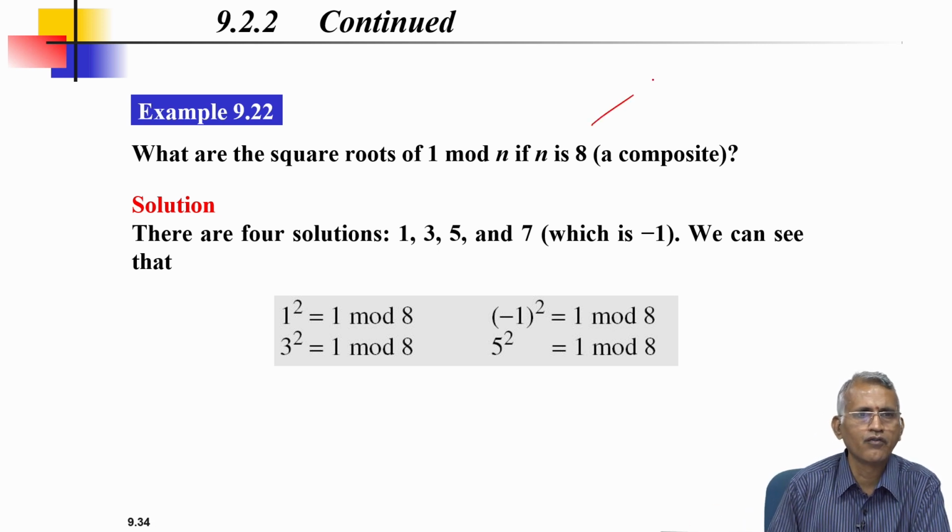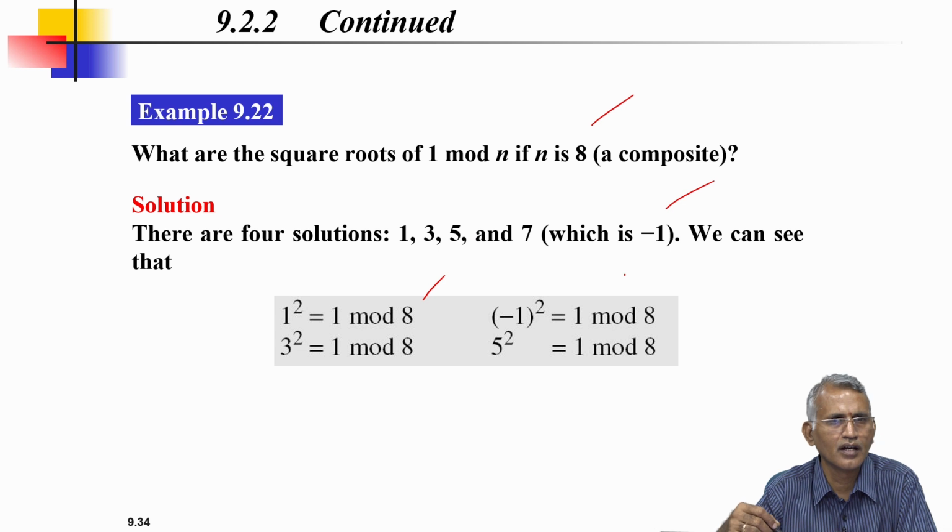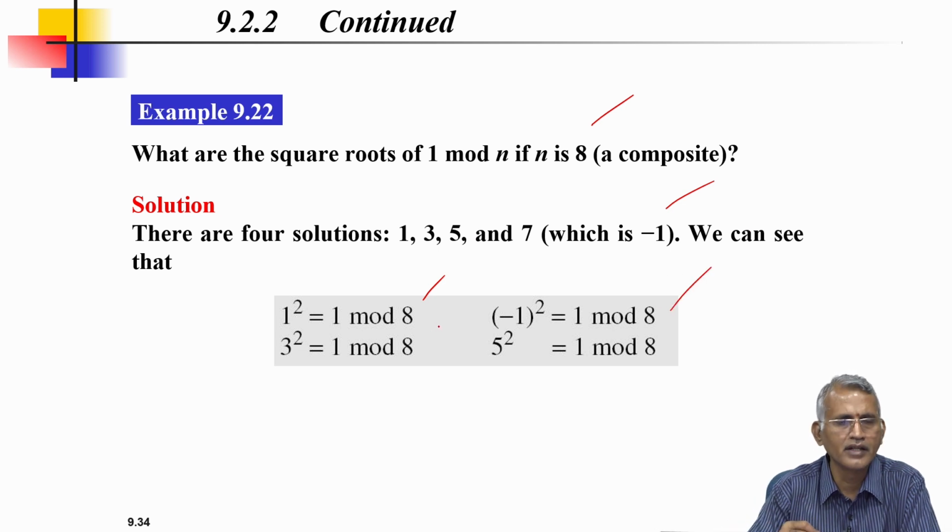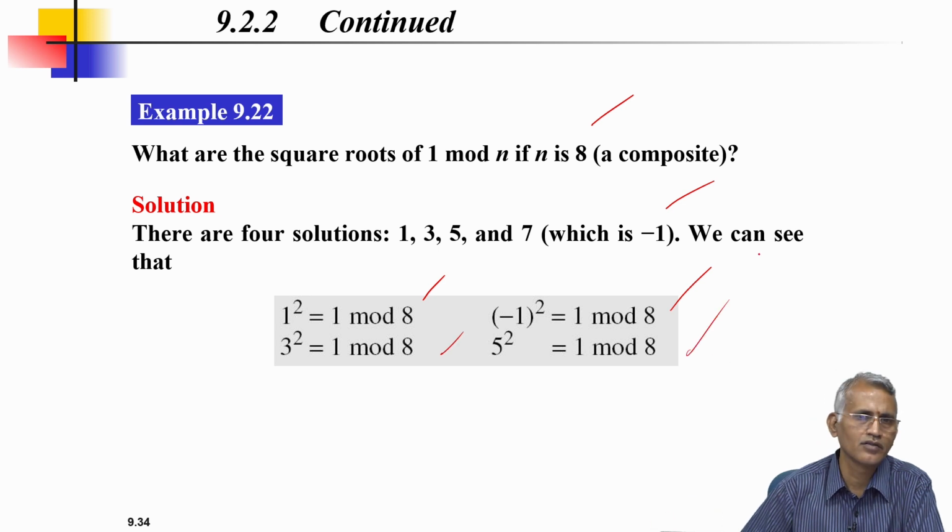What are the square roots of 1 under modulo n if n is 8, a composite? There are 4 solutions: 1, 3, 5 and 7, which is minus 1. We can see 1 square is identically 1 under modulo 8. Similarly, minus 1 square is identically equal to 1 under modulo 8. 3 square is identically equal to 1 under modulo 8.